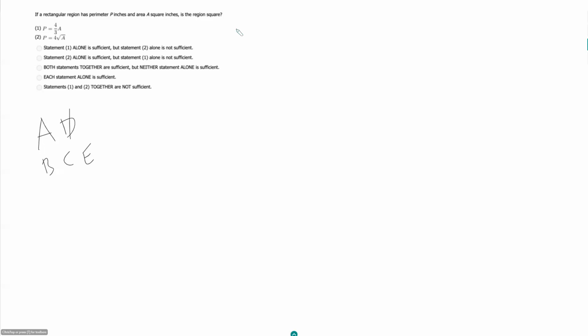So let's go back now and let's actually try and break this question down. So if my statements are giving me my perimeter in terms of the area, maybe I should upfront find out what the perimeter in terms of the area of a square would look like. And so if we have a square, all sides are the same. So we could say our perimeter here would be equal to 4x, and our area would be equal to x squared.